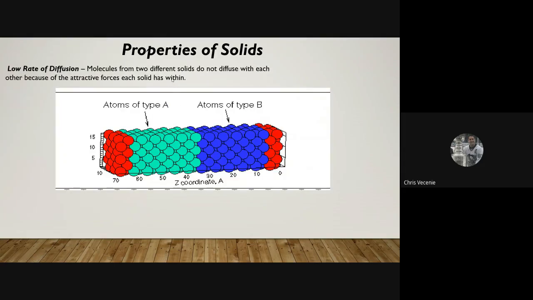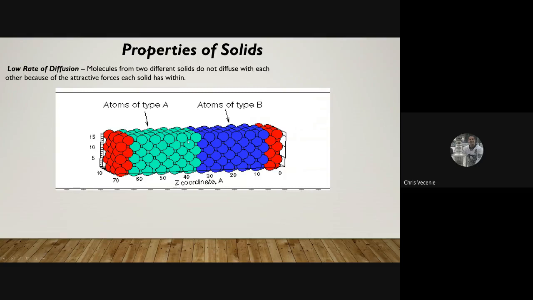Similar to liquids, but slightly different. The next characteristic of a solid is that it has a low rate of diffusion. Liquids diffuse at what we would say is a normal rate. Gases diffuse very quickly. Solids diffuse next to nothing at all. Now, there are some examples of solids that diffuse into each other, but the process is very slow and very rare. So we try to focus on the majority of what we're talking about.